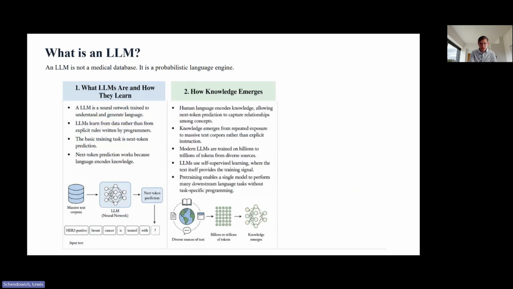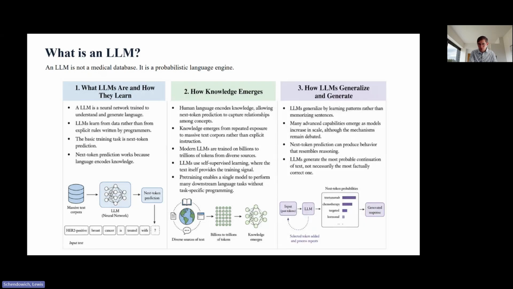By repeating this task across enormous amounts of training data and documents, the model can actually learn complex relationships between concepts. So in this example, it learns that HER2-positive breast cancer is associated with the treatment trastuzumab. These are not stored as a separate fact, but are instead a learned pattern that shapes and molds the future prediction of the model.